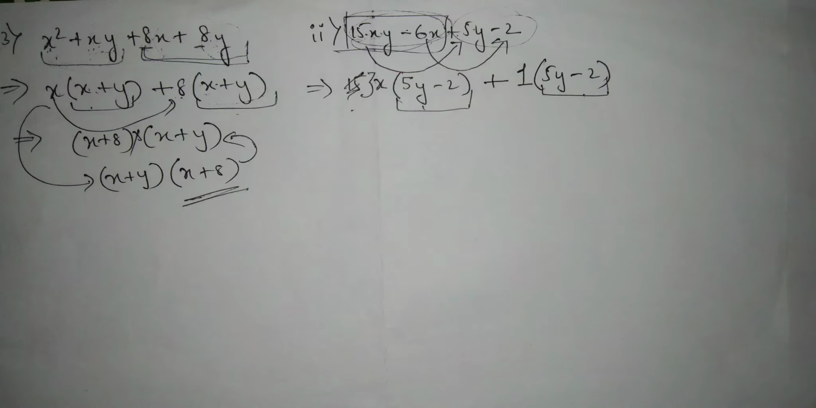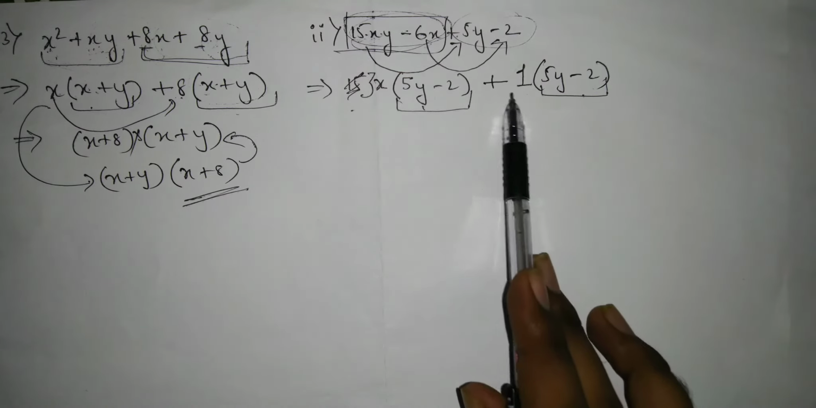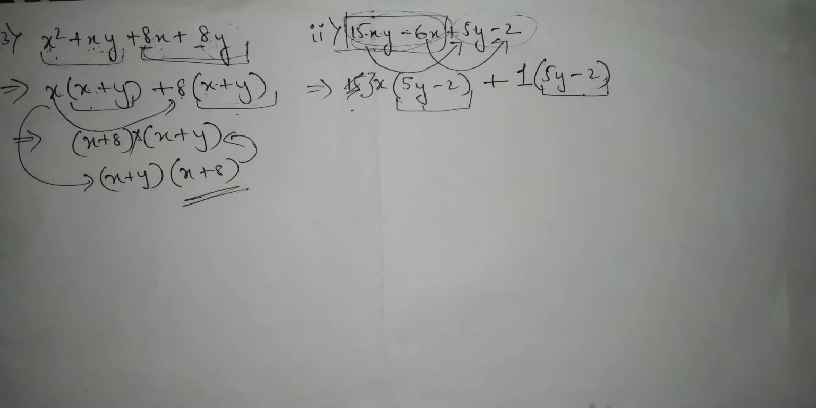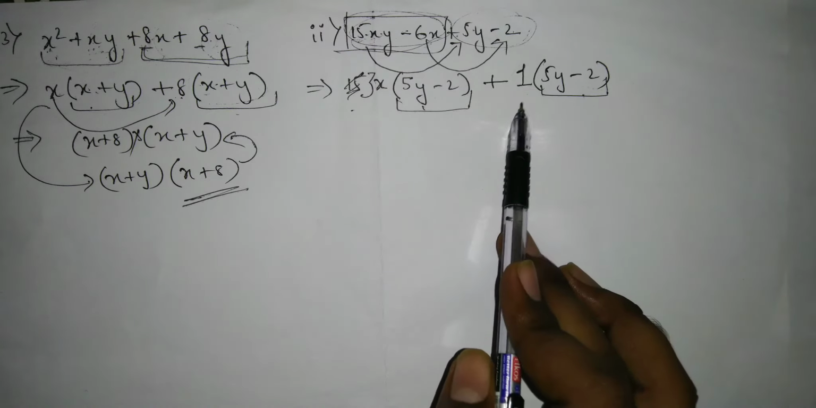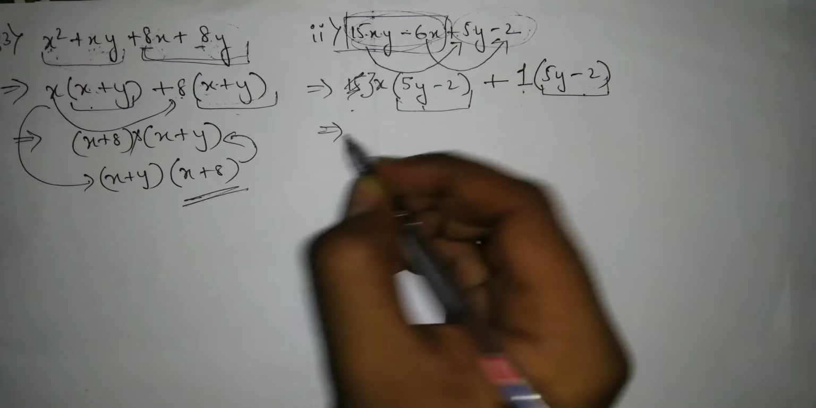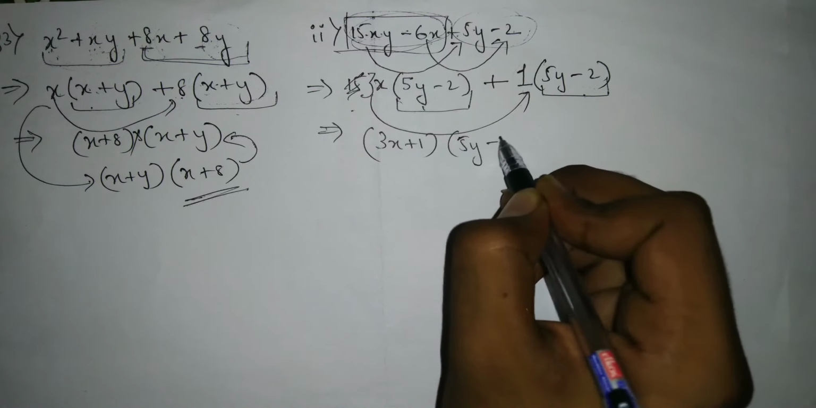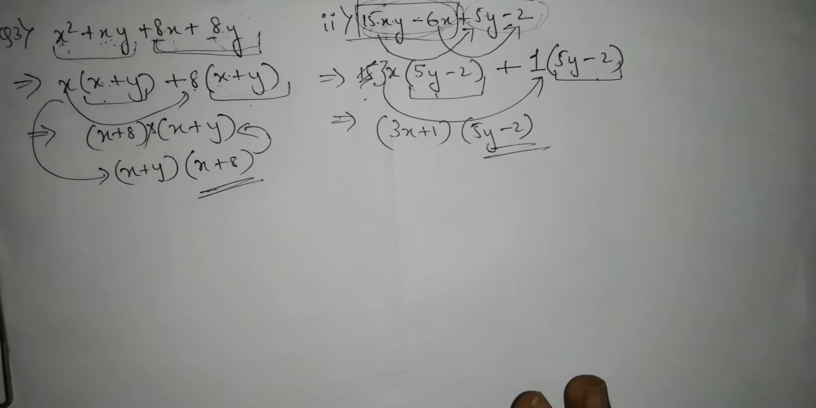That means in regrouping the terms, this and this term will be the same, and you just have to see these two terms. That means you have to arrange it in such a way that you get the same terms here and here. Anyways, there is no common factor between these two terms, so it's better, as I already told you, to take one as a common factor. Now proceeding, I'll get 3x plus 1 into 5y minus 2, because this is a common factor. Proceeding with the third question.